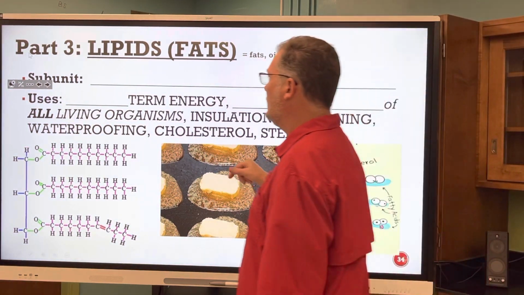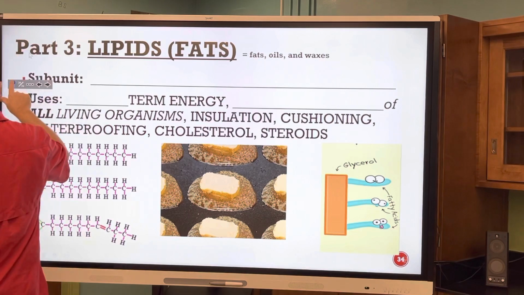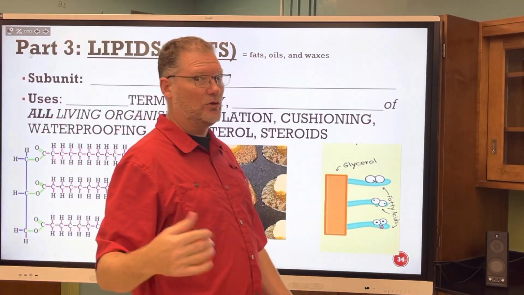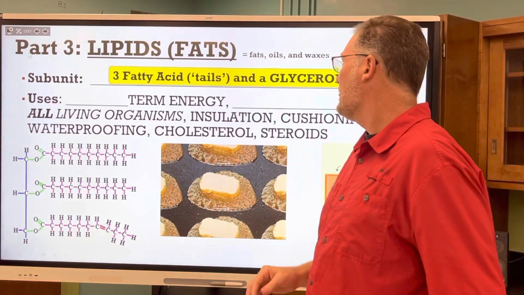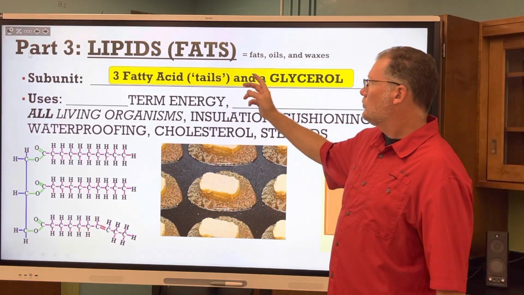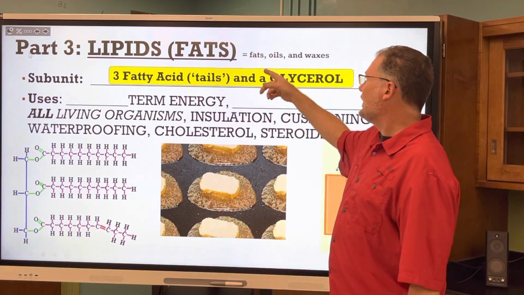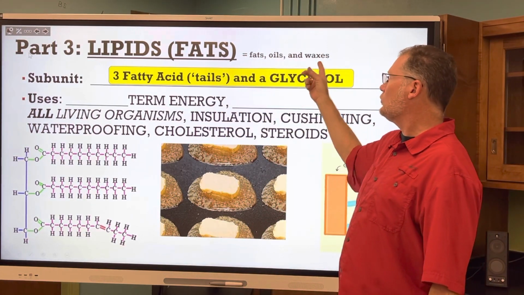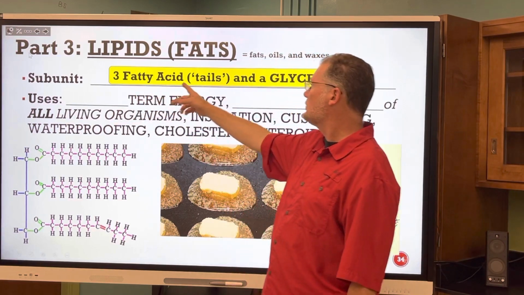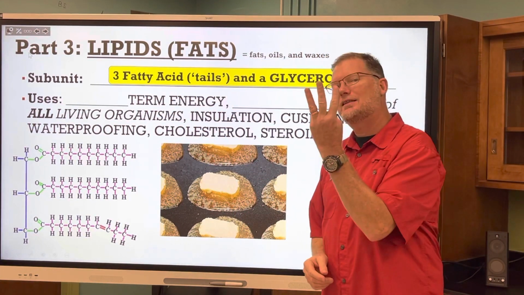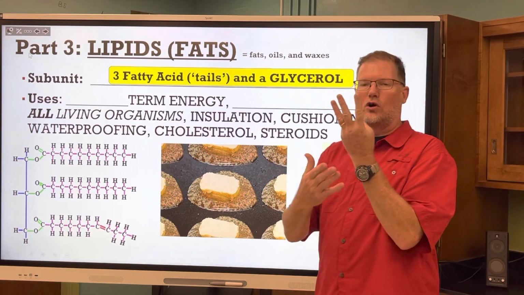So now we're in the subunit that has to do with fats and lipids. Fats and lipids are fats, oils, and waxes. And the subunit is 3 fatty acid tails. So it looks like this with a glycerol on the end.